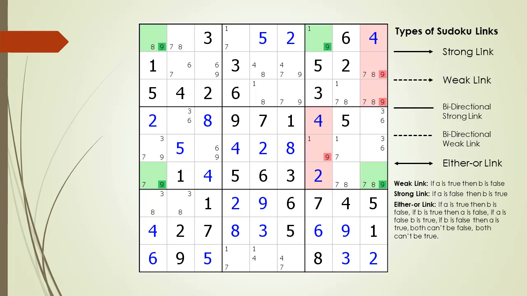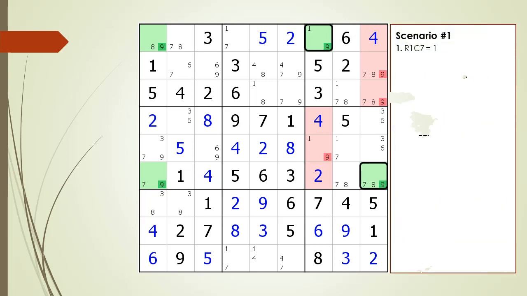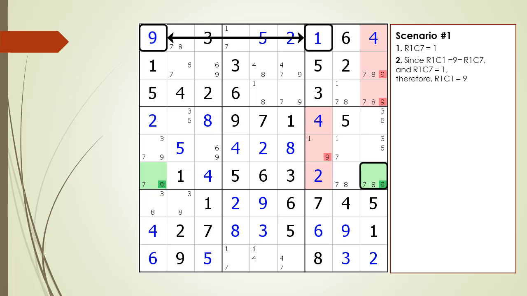Now let's consider the logic for how the skyscraper works. To understand how the skyscraper works, we must consider each possibility for the 2 corners creating the kill zone. We begin with the first scenario. Cell 1, 7 has a value of 1. Since cell 1, 7 has a value of 1, then cell 1, 1 has a value of 9 because of the either/or link between the 2 cells.